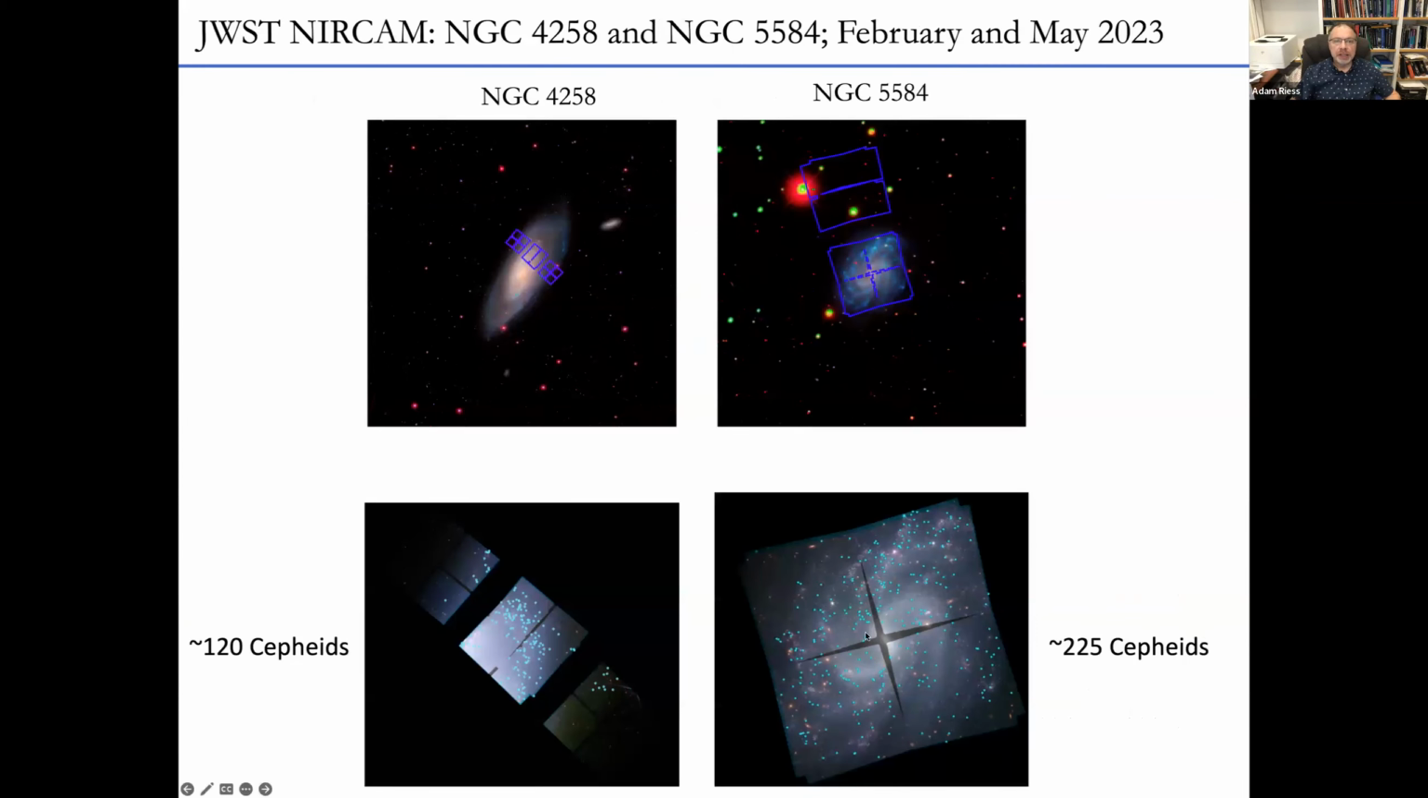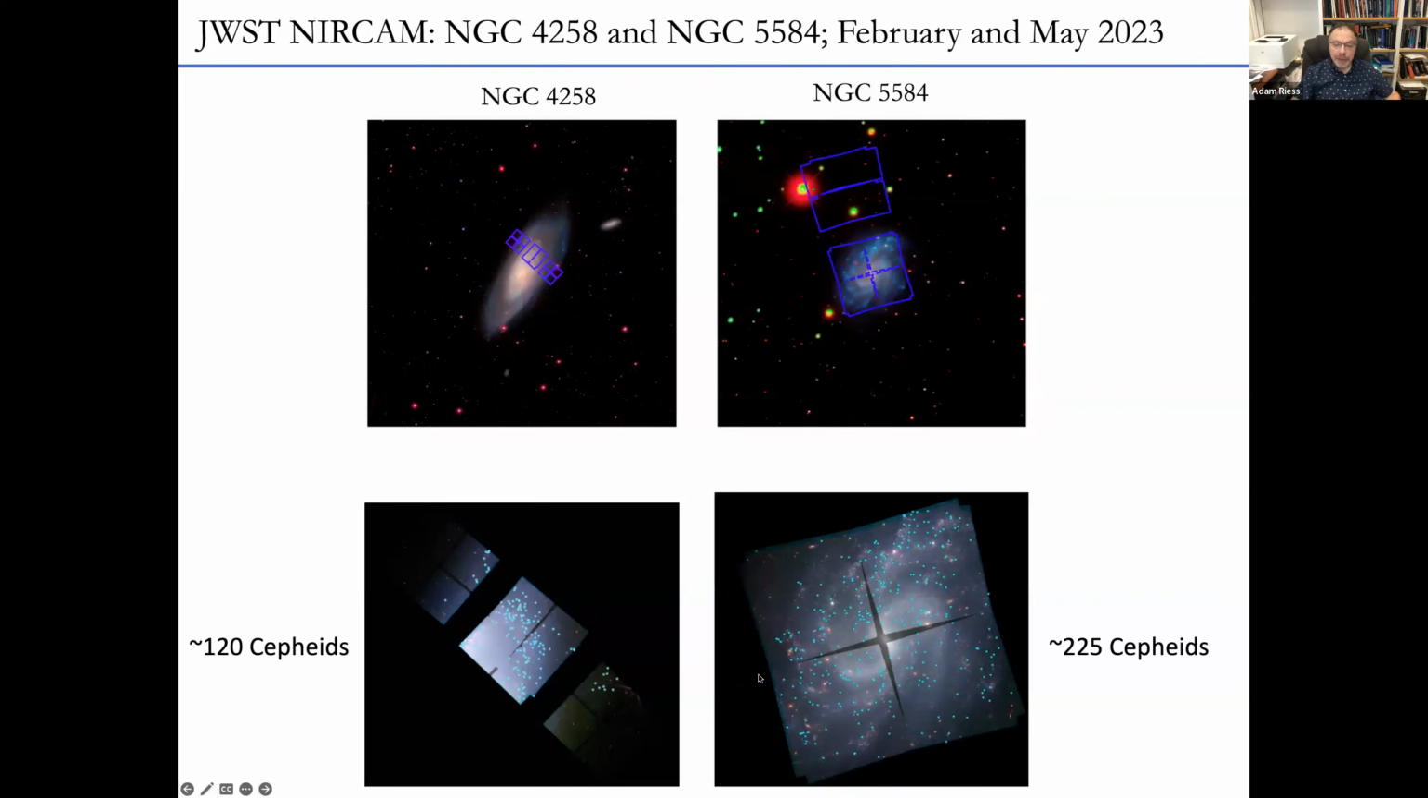Okay, so I'm going to tell you about our first 2 galaxies we've observed, NGC 4258, the anchor or an anchor of the distance ladder, and NGC 5584, which is a prototypical Type 1a supernova host, except this one has a very large sample of Cepheids, which makes it very good for comparing to HST.